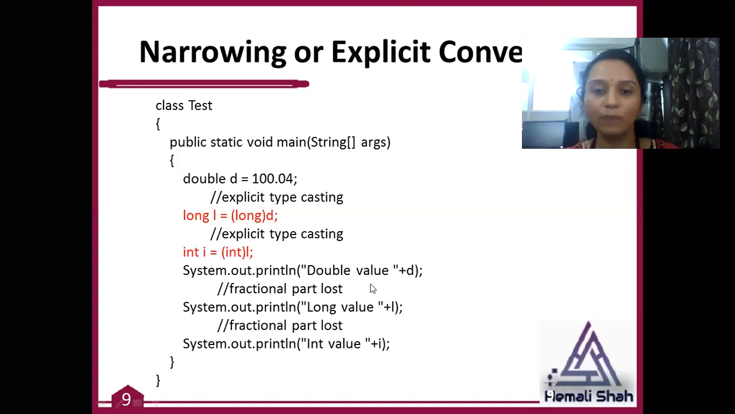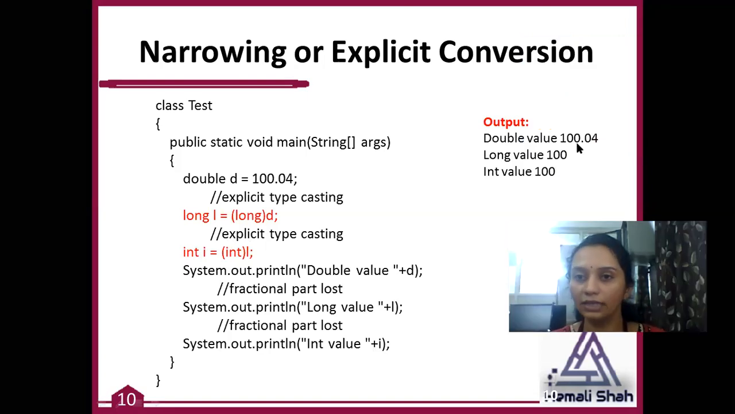So whenever you print such values, double, L and I value, in your computer, you will get the loss of value in your floating point value. See here, double value is 100.4. Whenever you are converting your double value into long value, long can only store the integer part. So you will always get only 100. Int value you will get 100.